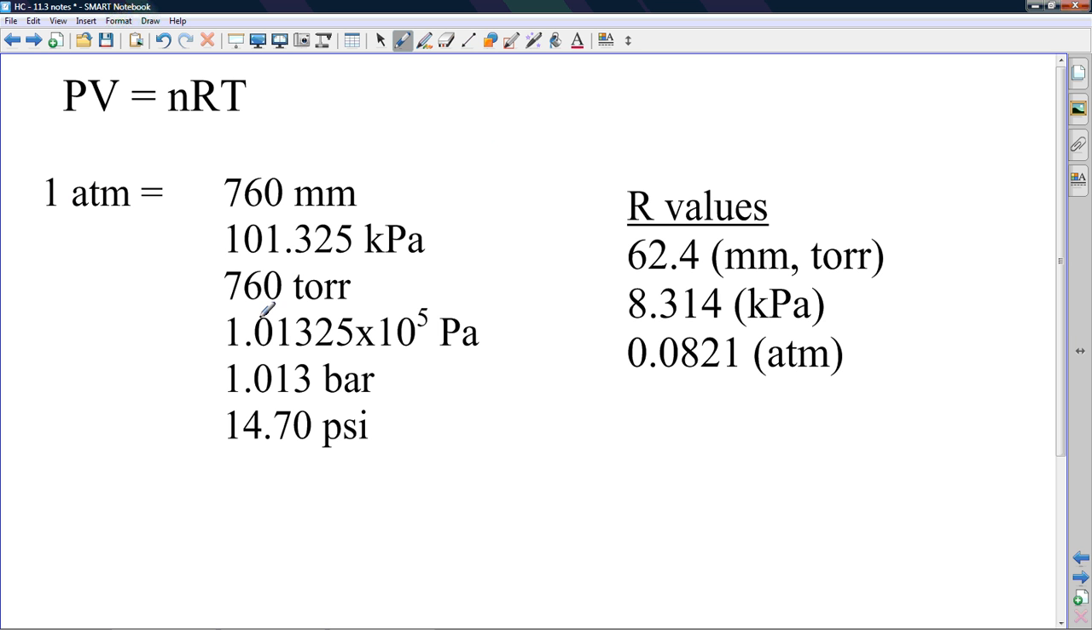All right, so we're talking about R values and pressure units and conversions. I mentioned this a little bit ago. Remember, all these numbers are going to be given. These are constants. So whether we're talking about pressure unit conversions or R values, you just need to know how to use them correctly, because you don't have to look them up.